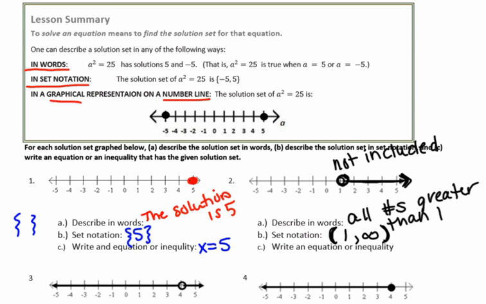So, if we were to write the equation or inequality for this, again, we would use maybe a variable like x, okay, x is greater than 1. Okay, let's take a look at number 3.